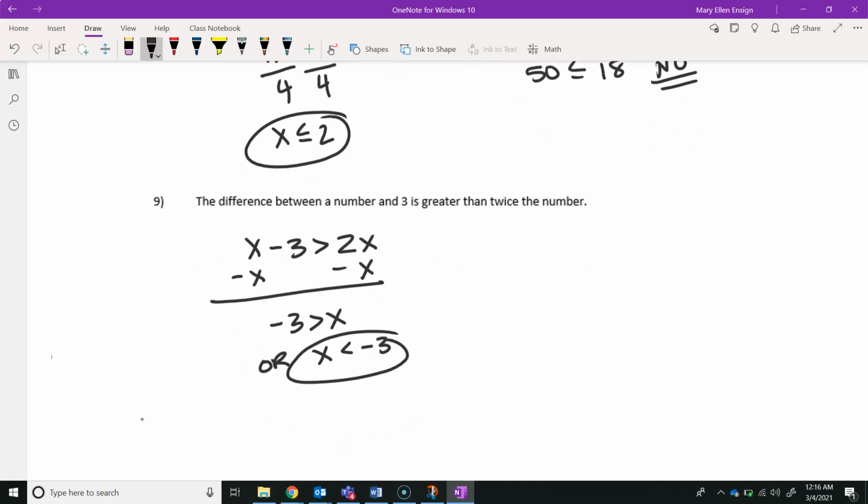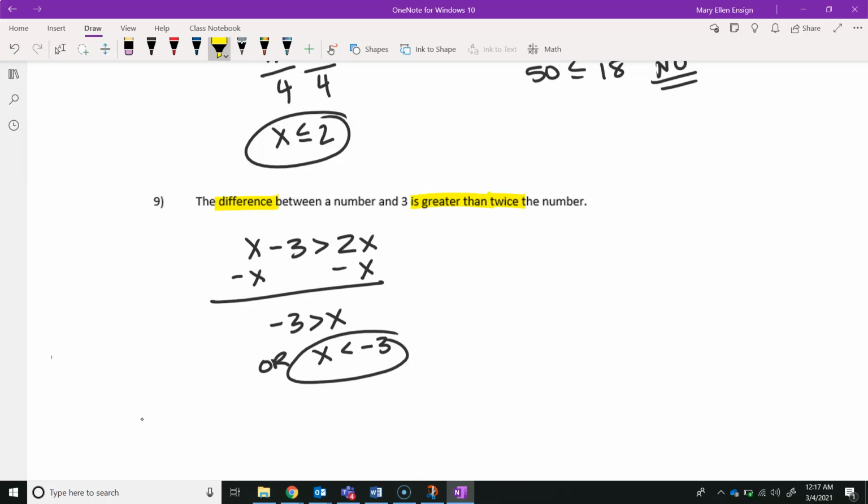Okay, last one: difference. This is an important word to remember. Twice... is greater than. So the difference between a number and 3, that's subtracting, is greater than, pretty self-explanatory, twice the number. So I have x minus 3 greater than 2x. Subtract x from both sides, I get negative 3 is greater than x.